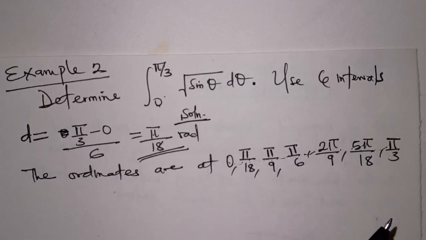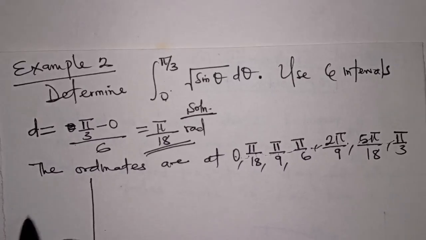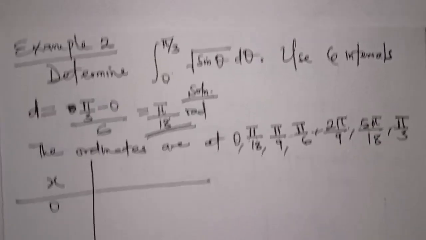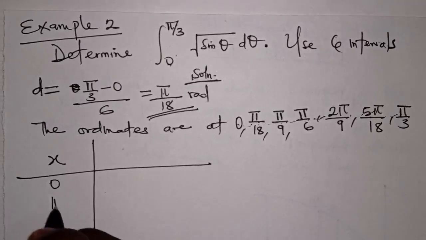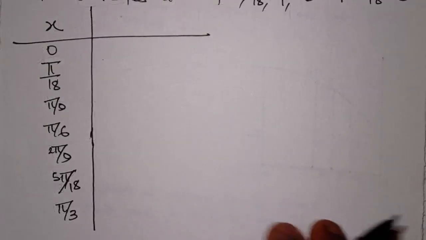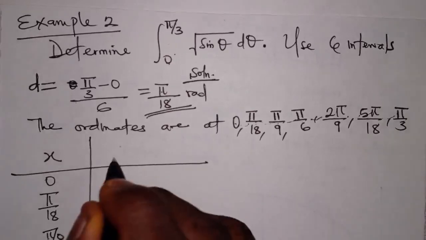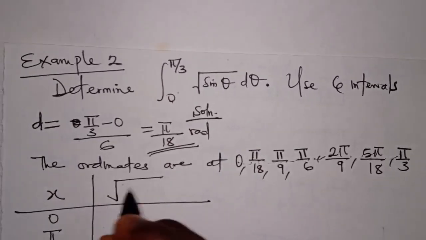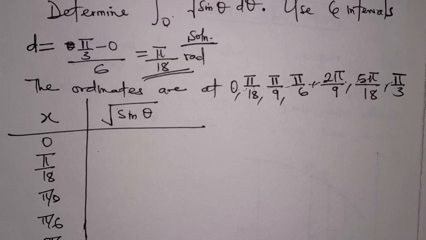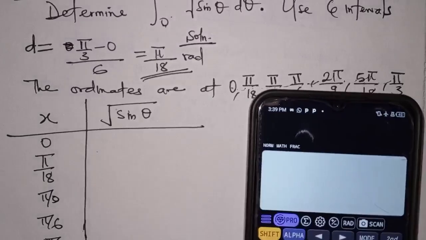All right. So let me create my table. X, that's 0. I'm writing those ordinates. Pi over 18, pi over 9. All right, this is it. Then I'll be writing the function here, which is the square root of sine theta. I told you theta is in radians. Now let's begin to evaluate. Okay. So I have this down.